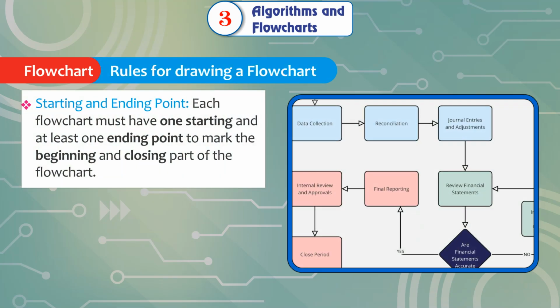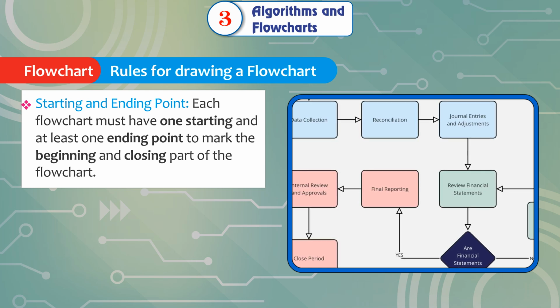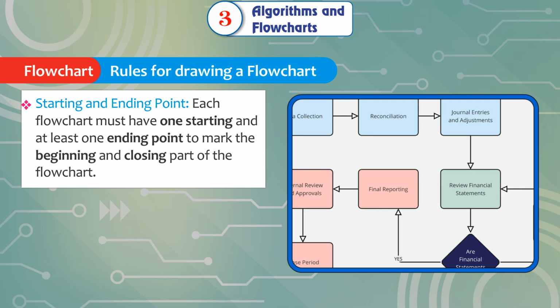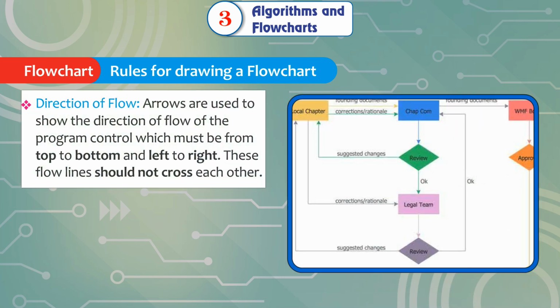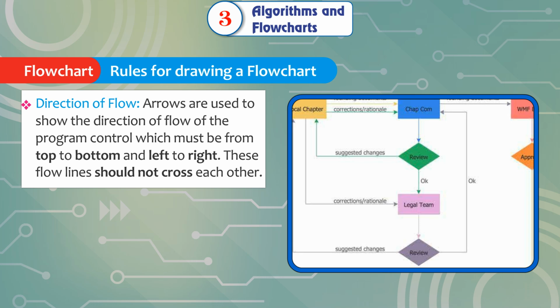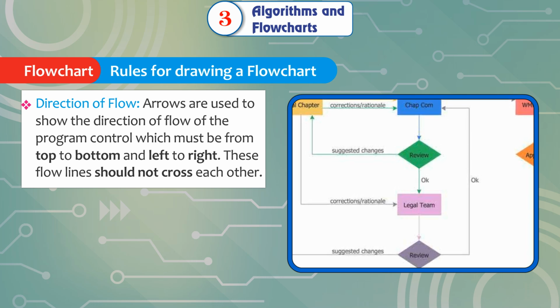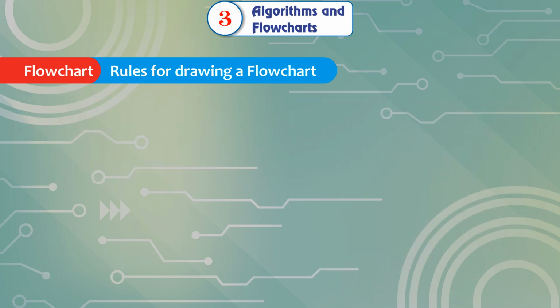Rules for drawing a flowchart. Starting and ending point. Each flowchart must have one starting and at least one ending point to mark the beginning and closing part of the flowchart. Direction of flow. Arrows are used to show the direction of flow of the program control, which must be from top to bottom and left to right. These flow lines should not cross each other.